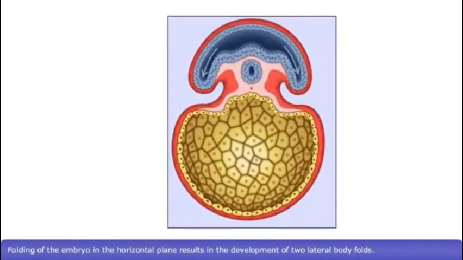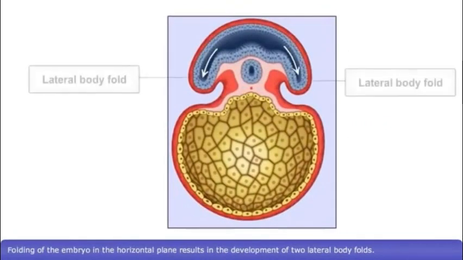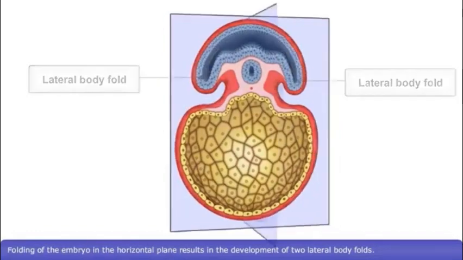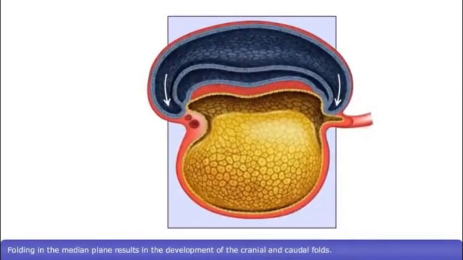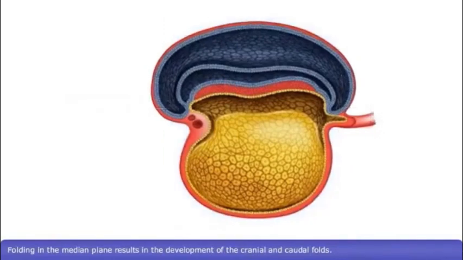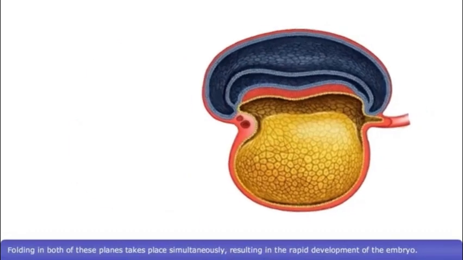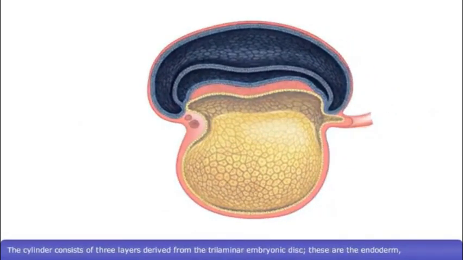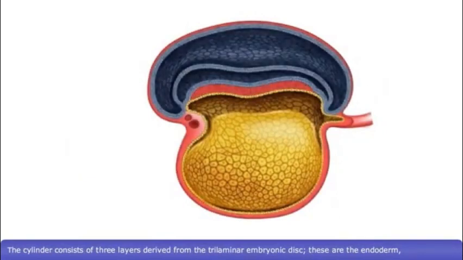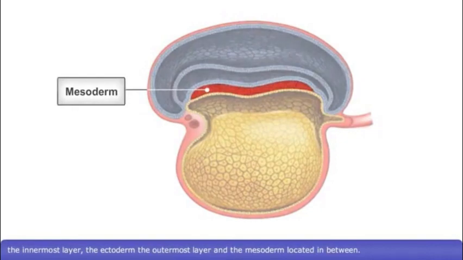Folding of the embryo in the horizontal plane results in the development of two lateral body folds. Folding in the median plane results in the development of the cranial and caudal folds. Folding in both of these planes takes place simultaneously, resulting in the rapid development of the embryo. The cylinder consists of three layers derived from the trilaminar embryonic disc. These are the endoderm, the innermost layer, the ectoderm, the outermost layer, and the mesoderm, located in between.